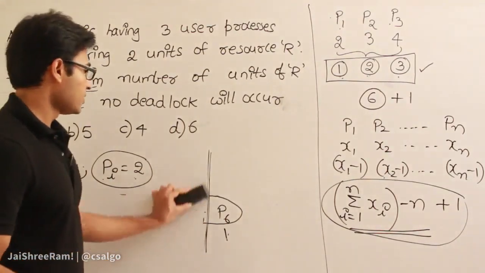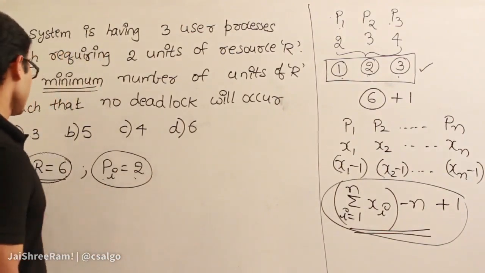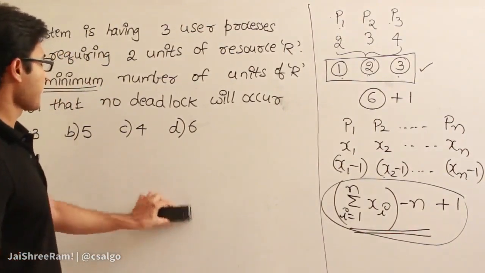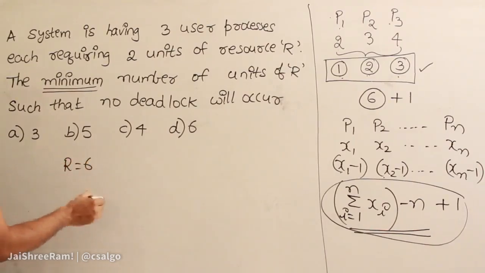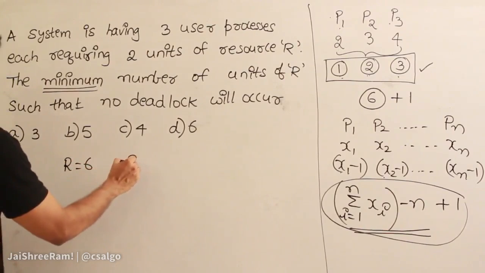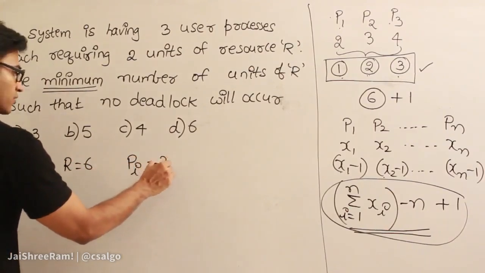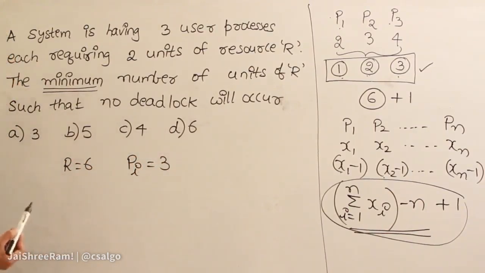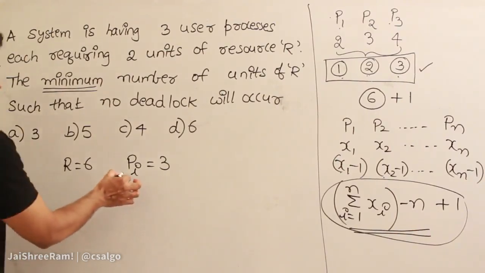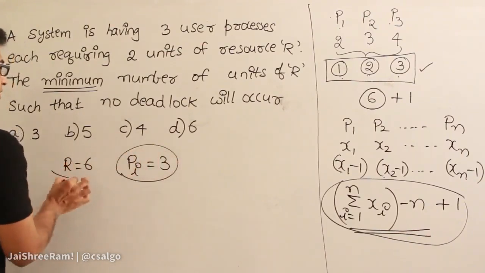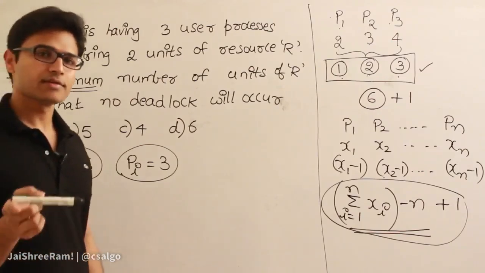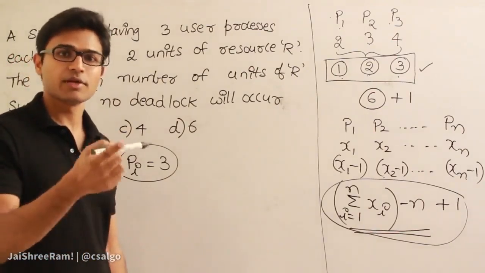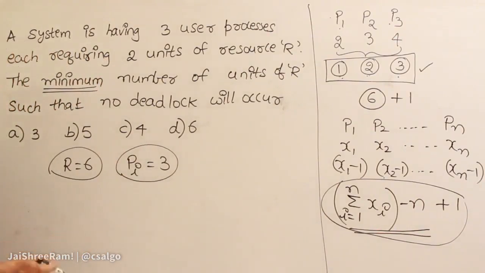Let us say the number of resources available is 6, and each process requires 3 instances of a resource to complete its execution. Then my question is: how many processes can exist in the system without any deadlock? How can you solve it? Find out the minimum number of processes which can exist in the system because of which there could be deadlock, right? So what is the minimum number of processes?